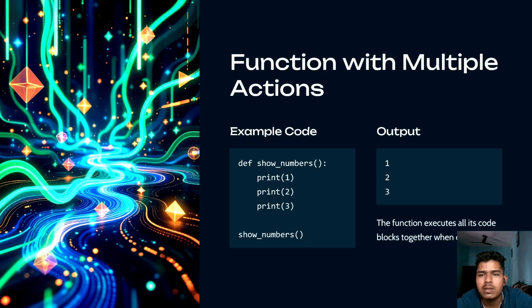Functions with multiple actions, like example code: def so underscore numbers, print 1, print 2, print 3. Then we call so underscore numbers, and we get output 1, 2, 3. The function executes all its code blocks together when it is called.